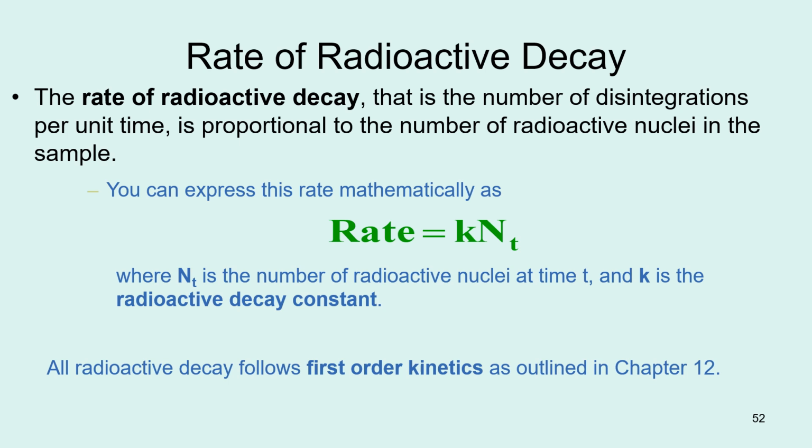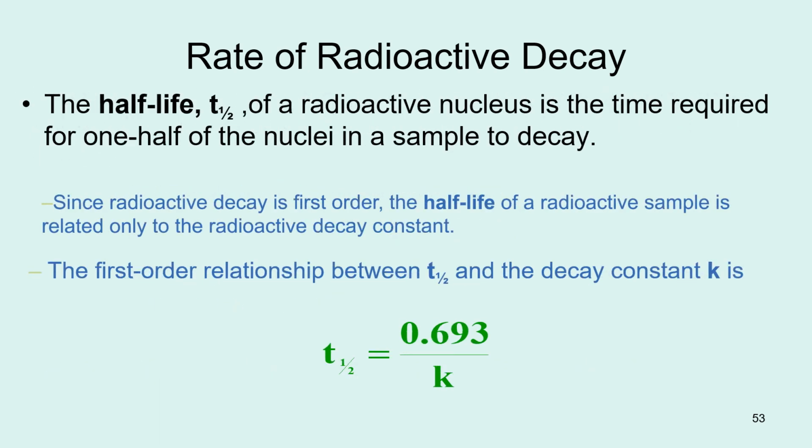So all of those rate law equations apply here. Since they apply here, the half-life for first order reactions is equal to 0.693 over K, where K is the radioactive decay constant, and 0.693 is the natural log of 2, because it's first order.